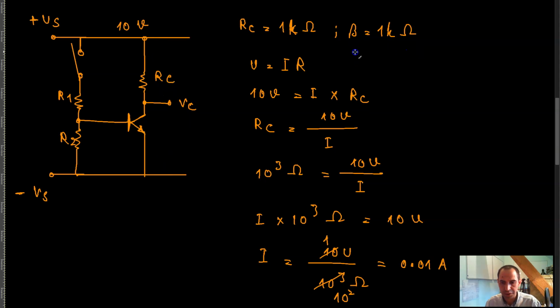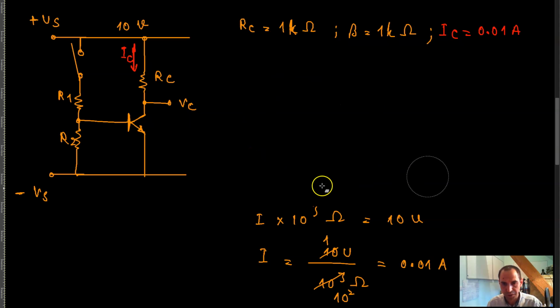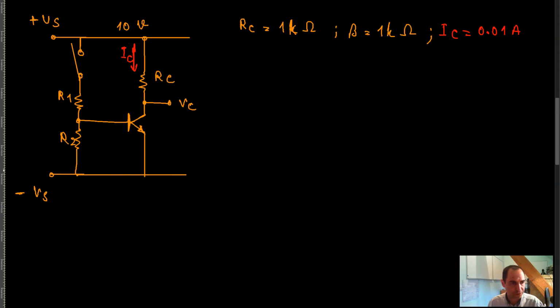So that's the current going through this branch over here. That means that if you have this current through this branch, the whole supply voltage will be dropped across this resistor, which means that the transistor is turned on, right? So that means that this current over here, I of C, is the same thing as 0.01 amp. So that's one thing.